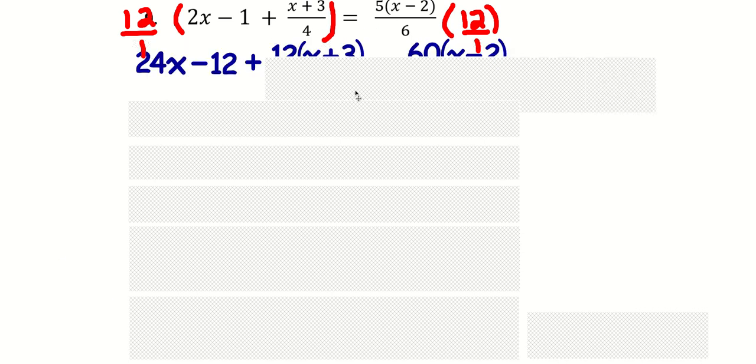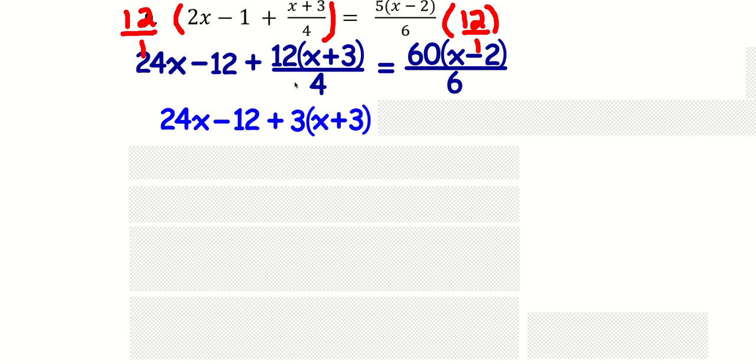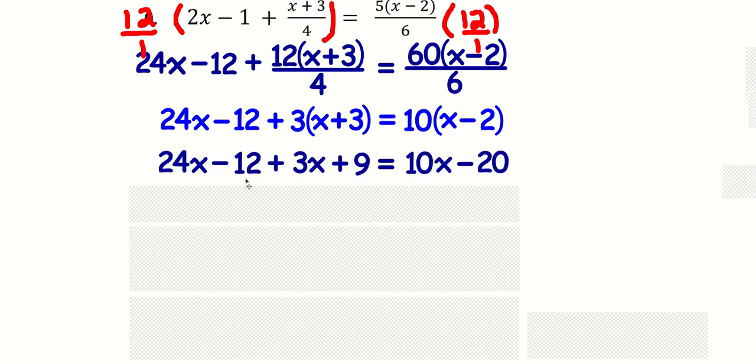That's getting multiplied to all this stuff. So let's see what my work looks like here, really writing it out. The 12 times the 5 to make 60. 12 times 2 is 24x. 12 times negative 1 is negative 12. 12 times that entire x plus 3. Okay? But then on the next step, now we can worry about how 12 divided by 4 is just 3. 60 divided by 6 is 10. And then from there we would distribute, and so on.